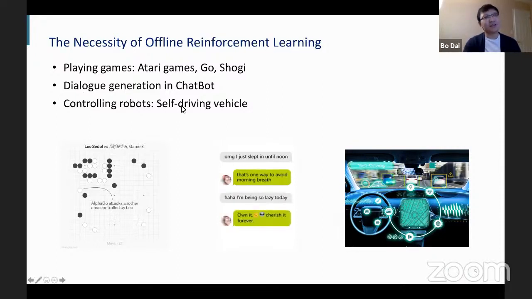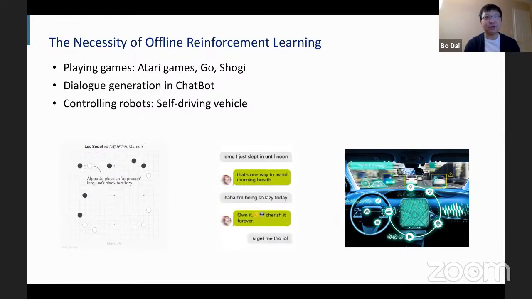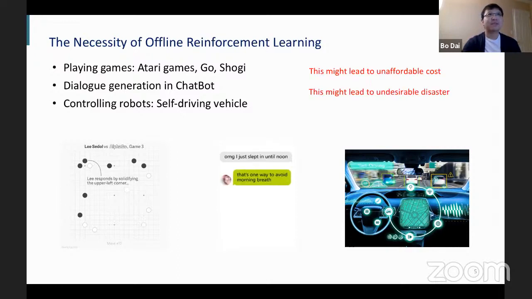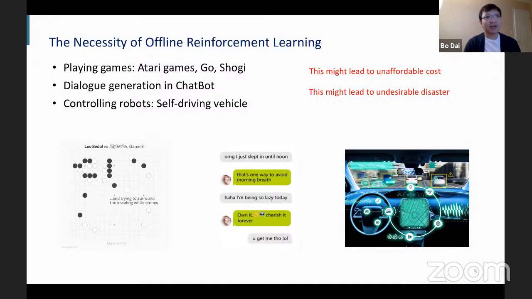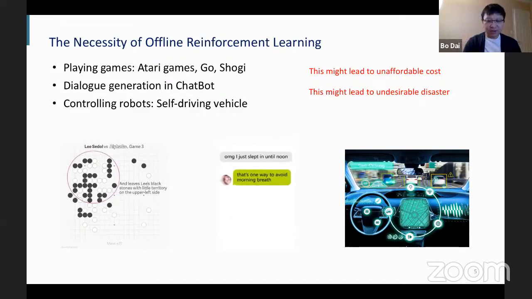Another case is a self-driving car. At the beginning, your driving policy cannot be guaranteed and may have some bugs. So if you just put this into the car and let it drive on the highway, it will be so dangerous to everyone. So sometimes we really don't want to directly use our agent to interact with the true environment, because it may be unaffordable, expensive, or cause undesirable disaster. In such scenarios, this motivates us to propose offline reinforcement learning.